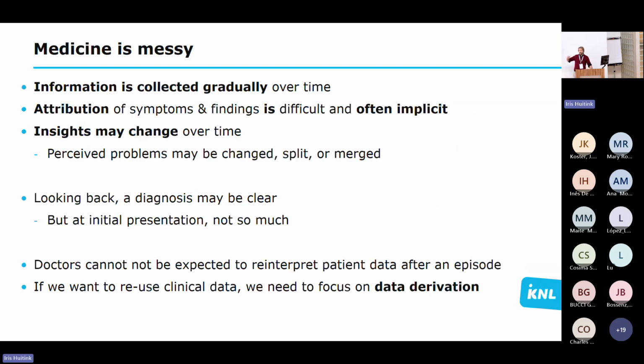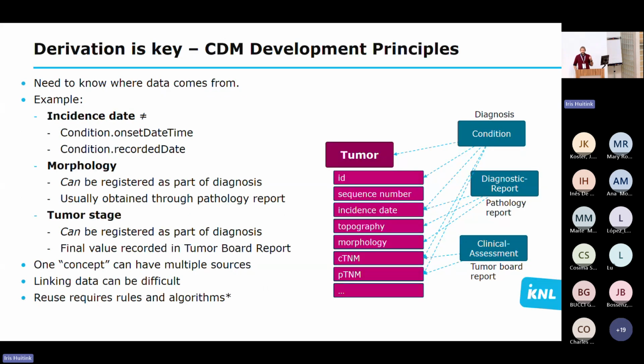Yeah, I forgot to mention that we need to focus on data derivation. It's right there. You may have read it, but I think that's an important bridge. We need to derive data from the clinical process, not get doctors to register. So if you want to derive data from the clinical process, you need to know where it comes from.